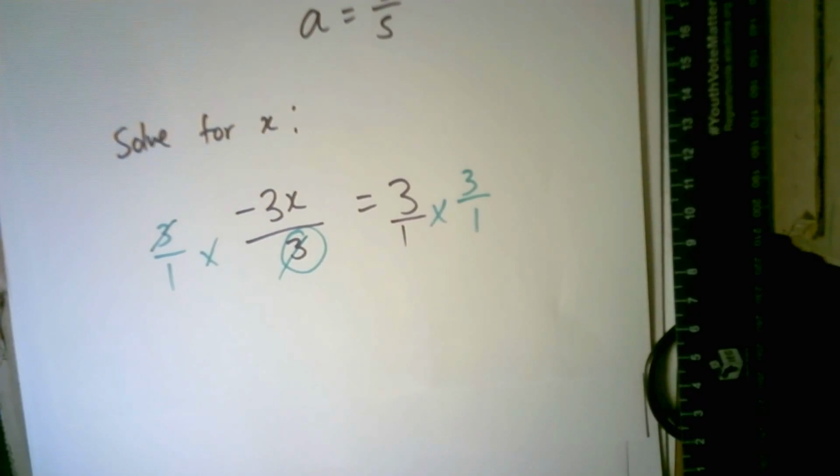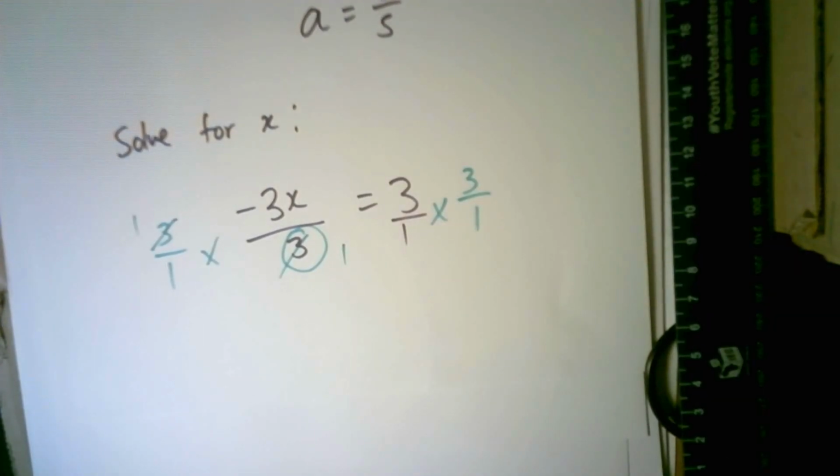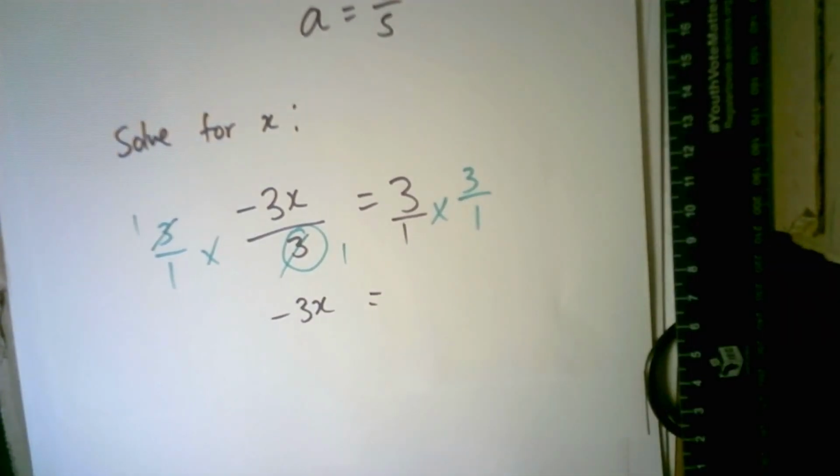And in primary school, I'm sure they've used the word cancelled. They cancel each other. But actually, what we are doing is we're dividing off the numbers. 3 divided by 3 is 1. So what am I left with? I'm left with the numerator, which is negative 3x. It's equal to the right-hand side, which is 3 times 3, which is 9.